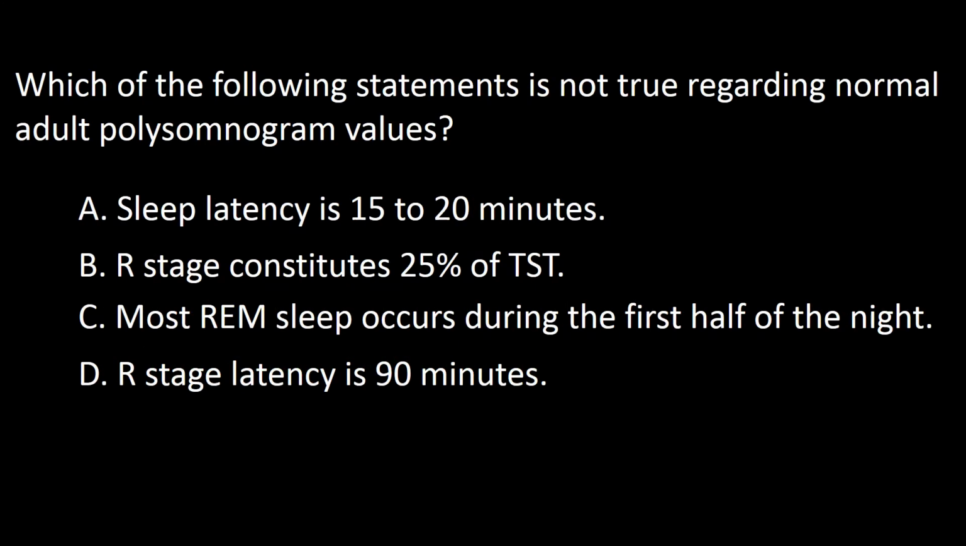Next question. Which of the following statements is not true regarding normal adult polysomnogram values? A. Sleep latency is 15 to 20 minutes. B. R stage constitutes 25% of the total sleep time. C. Most REM sleep occurs during the first half of the night. D. R stage latency is 90 minutes.